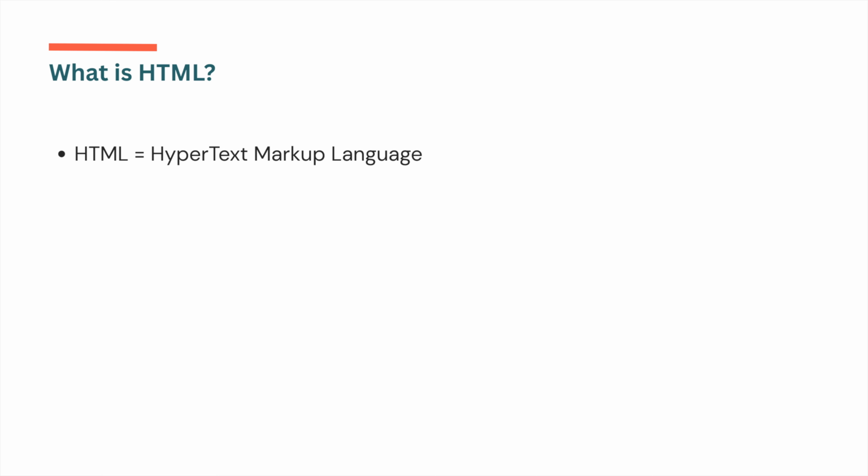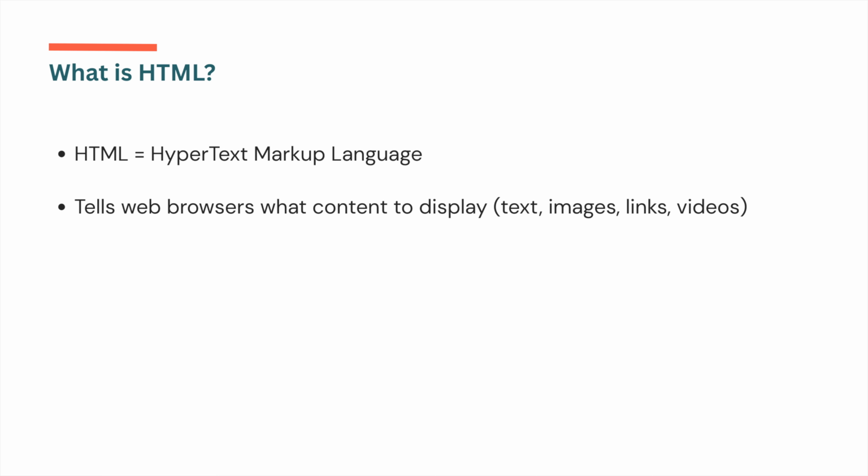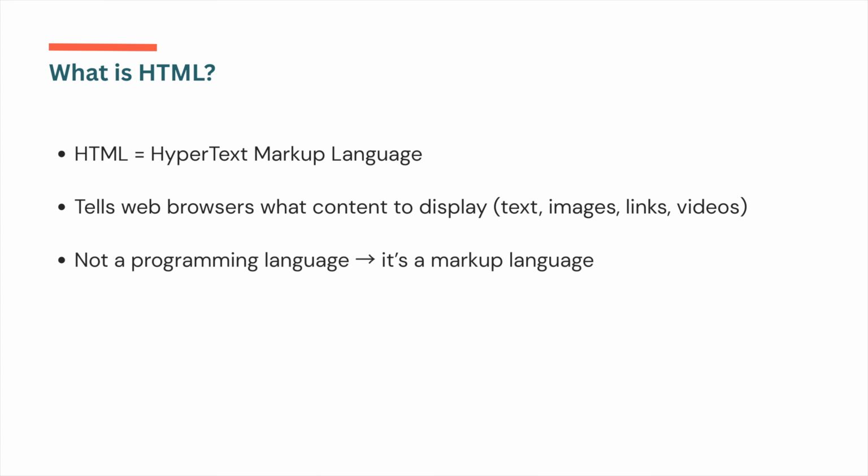HTML stands for Hypertext Markup Language, and the job of HTML is to tell browsers what content to display. And this can be text, images, links, videos, and so on. Another thing is that HTML is actually not a programming language. A lot of people make this mistake by confusing HTML and other programming languages. Since we call it a hypertext markup language, it's clear that HTML is a markup language. It's not a programming language.